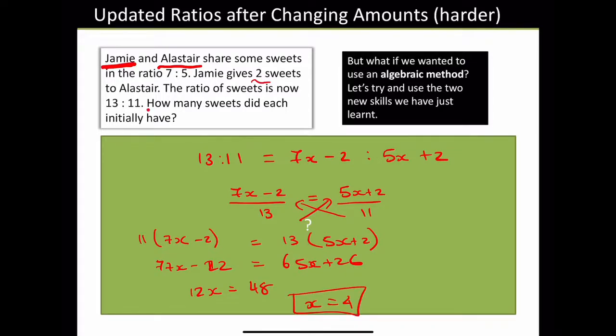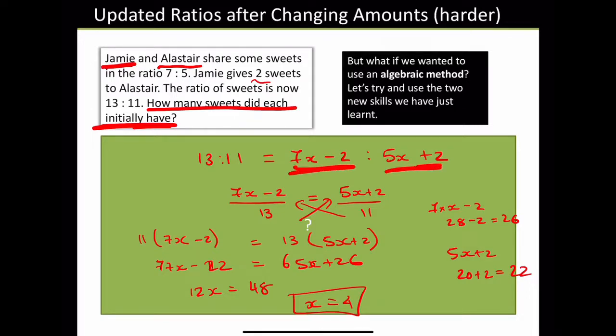How many sweets do they each have initially? That's what we're looking for. So initially, he'll have 7 times x, take 2: 28 take 2, 26, and 5x plus 2: so 20 plus 2 equals 22. So that's how many they had now. Sorry, so therefore, initially he had 28 and he had 20. That's how much they had initially, because we're going backwards, before they actually gave the sweets to each other.